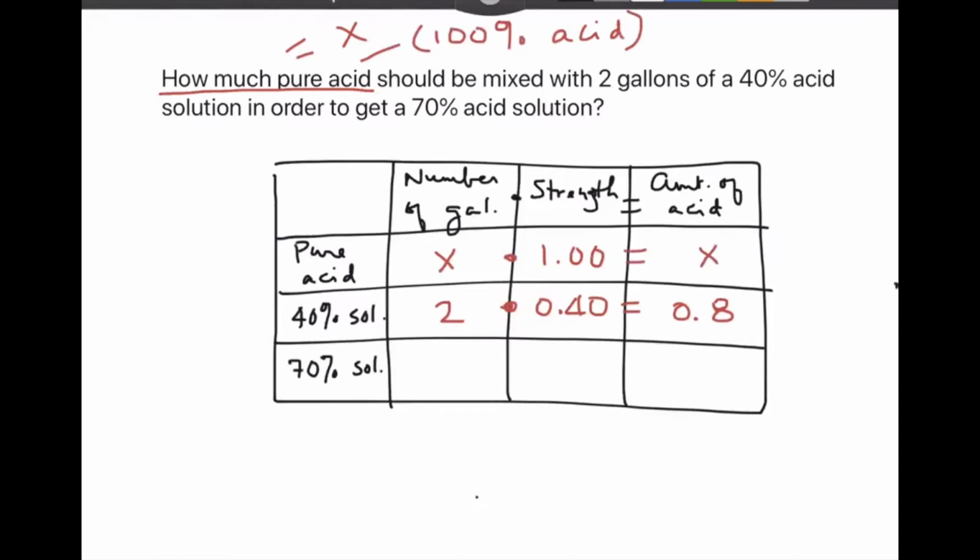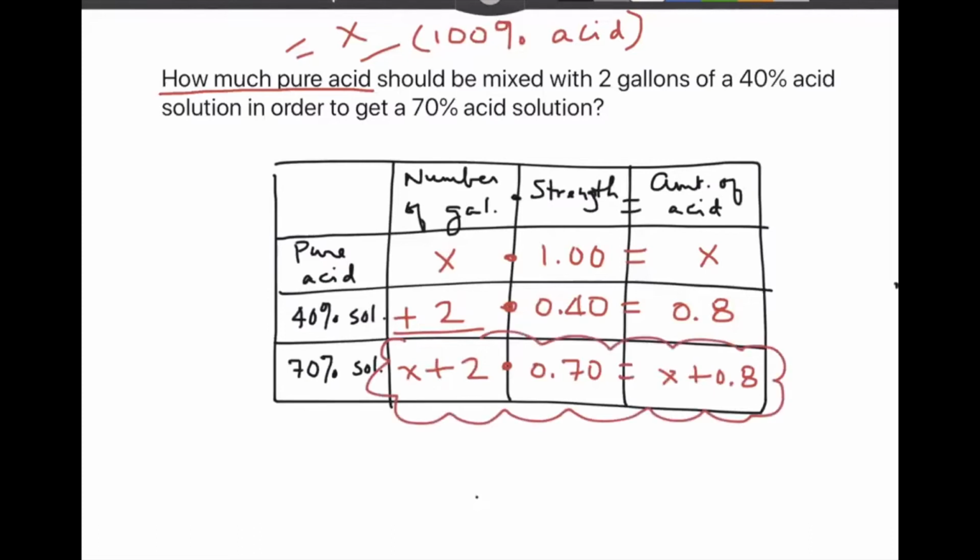So just like in the last problem, the amount of mixture will be given by adding these two together. So that's going to give me x plus 2. The strength is supposed to be 70%. And the amount of acid from the last column will be x plus 0.8. All right. So I think I will go ahead and write that equation on the next page.